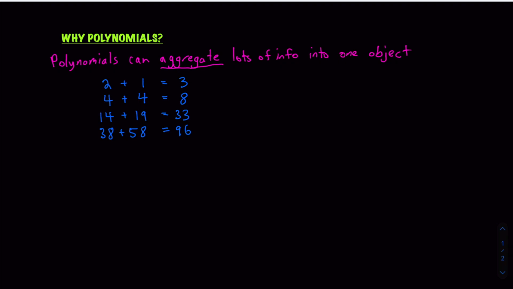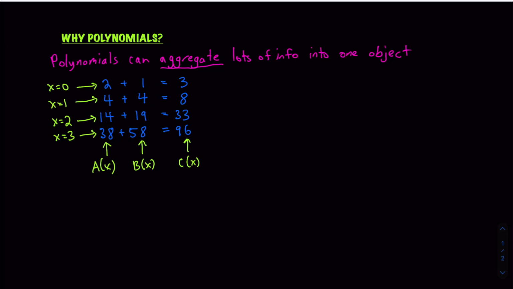To do that, we create three polynomials, one for each column of the equations, and call them a of x, b of x, and c of x. The first step is to assign each equation a unique input value. Let's label the rows with the x values 0, 1, 2, and 3. The first equation corresponds to x equals 0, the second to x equals 1, and so on. The exact numbers don't matter for now. The only requirement is that each row has a distinct x value. Using 0, 1, 2, and 3 just keeps things simple.